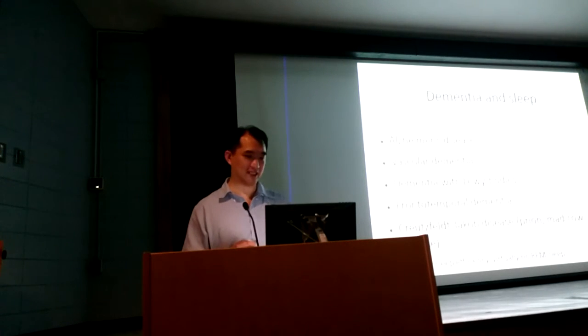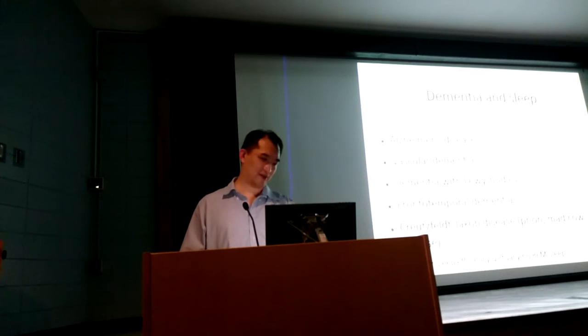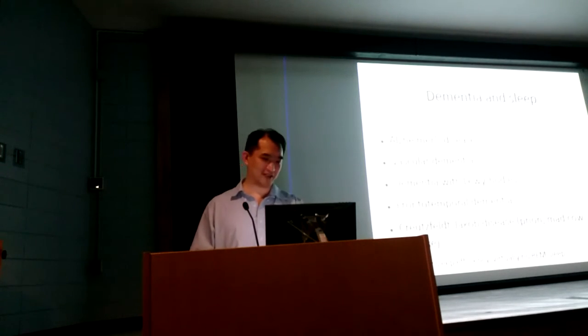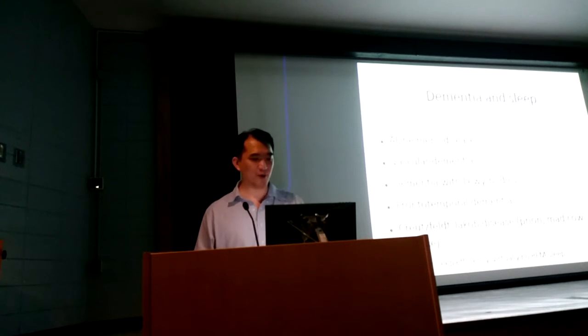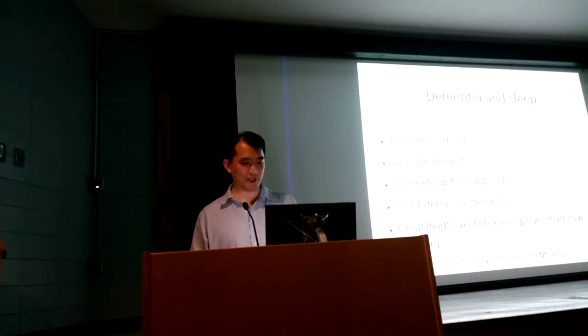Okay, so lastly, we're going to talk about dementia and sleep. And there are multiple types of dementia. These are the more common ones: Alzheimer's disease, vascular dementia, dementia with Lewy body, frontotemporal dementia, and includes Creutzfeldt-Jakob disease. That's the mad cow disease. All right, so Alzheimer's disease is the most common. It accounts for 60 to 80% of all dementia.